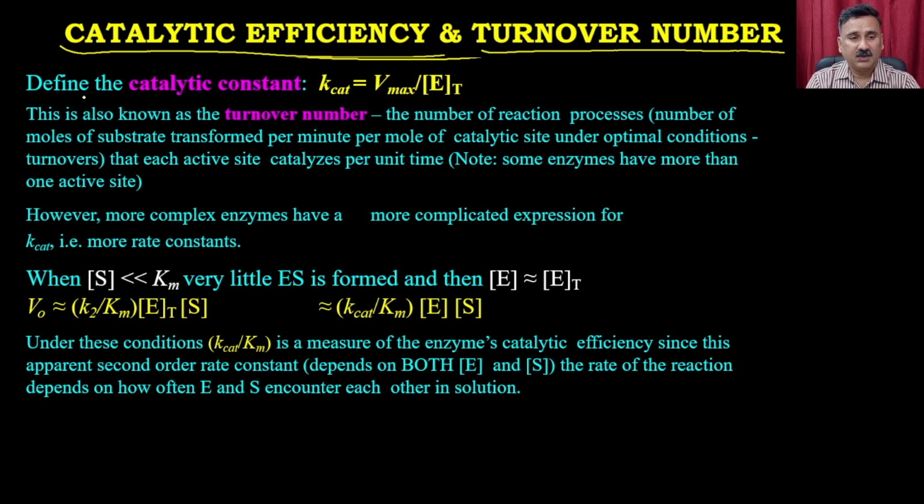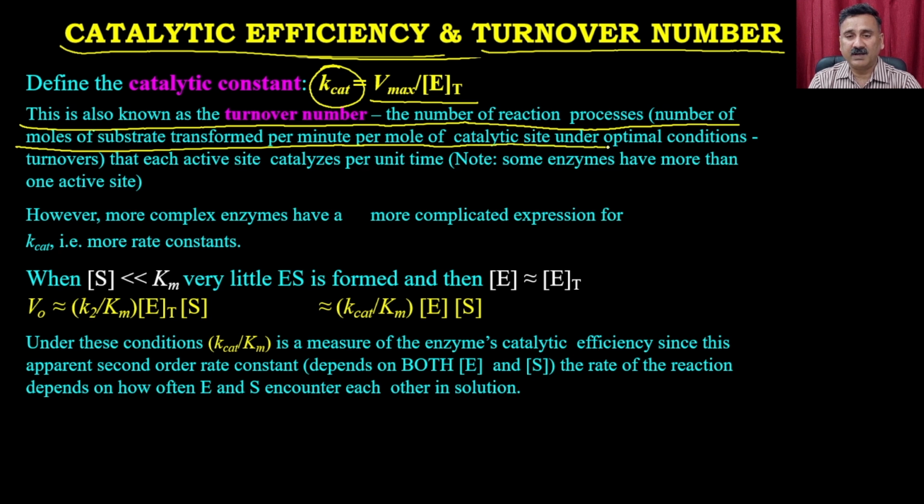So what is the catalytic constant? The catalytic constant, the Kcat, is Vmax divided by the total enzyme. This is also known as the turnover number, the number of moles of substrate transformed per minute per mole of catalytic site under optimal conditions, that each active site catalyzes per unit time. It's important that you know the enzyme may have more than one active site, and in that case the calculation has to be done accordingly.